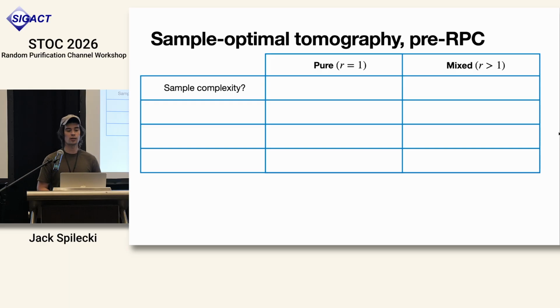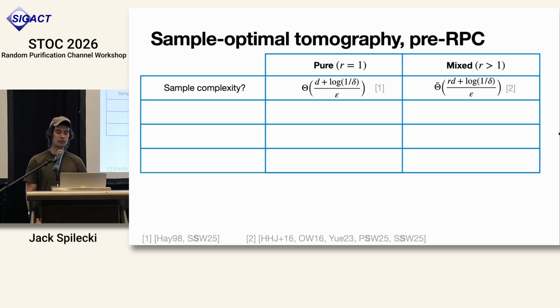So first we can ask about what are the sample complexities of these problems? And for pure state tomography, the sample complexity is well established. We have matching upper and lower bounds. They've essentially been known since the 90s. And that sample complexity is d plus log 1 over delta, all of that divided by epsilon.